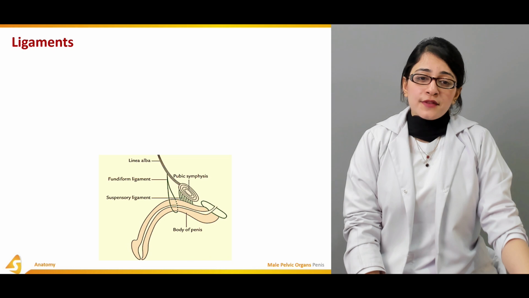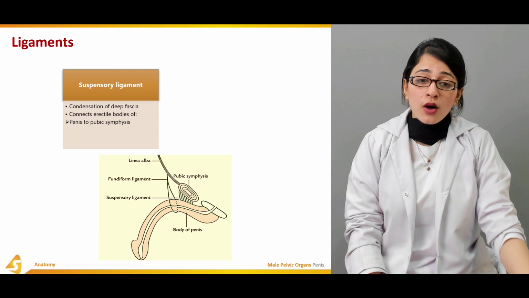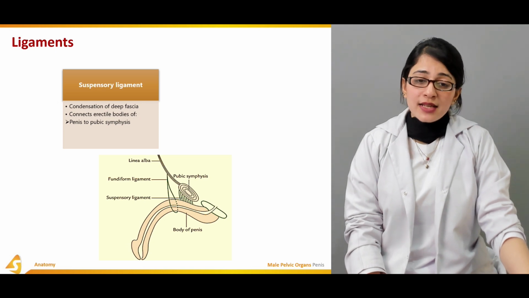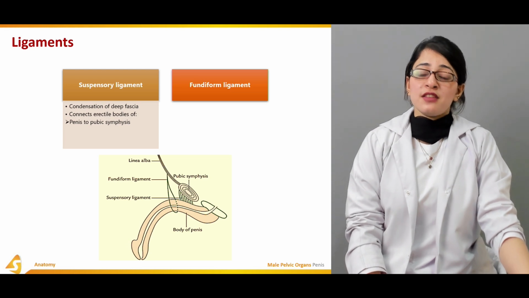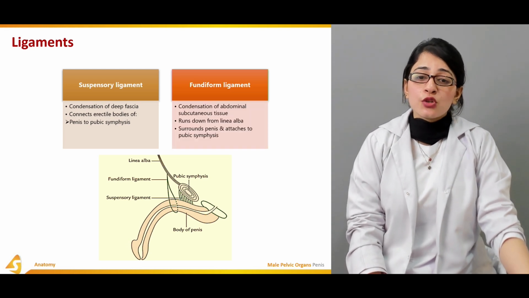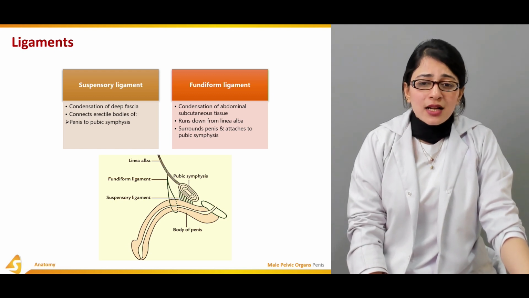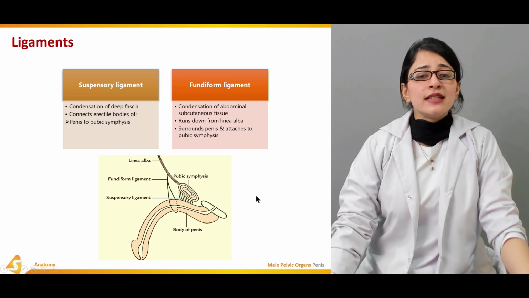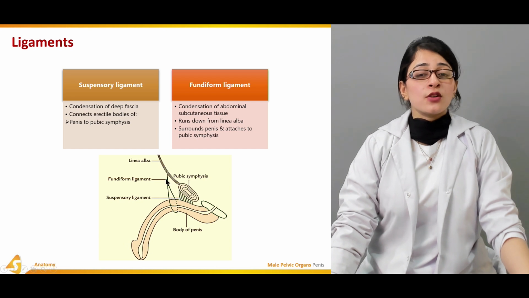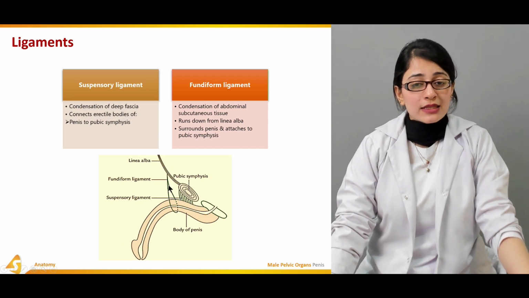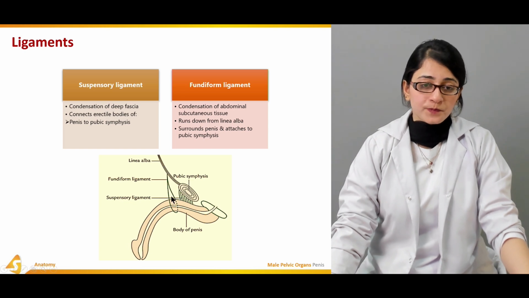The ligaments we have are the suspensory ligament, which is the condensation of the deep fascia and connects the erectile bodies of the penis to the pubic symphysis. Then the other ligament is the fundiform ligament, which is the condensation of abdominal subcutaneous tissue running down from the linea alba. You can see the linea alba here. It surrounds the penis and attaches to the pubic symphysis.